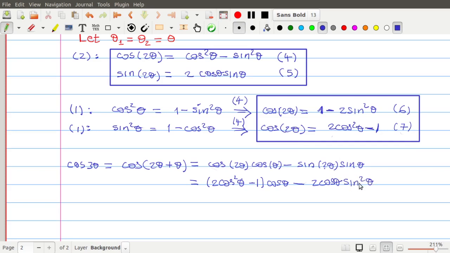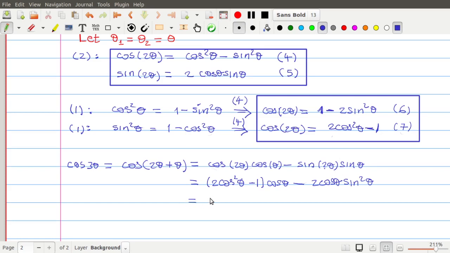So if you want to express everything in terms of cosine only, I can also use this formula, substitute it, and express everything in terms of sine square theta, in terms of cosine square theta. Okay, so let's expand this.